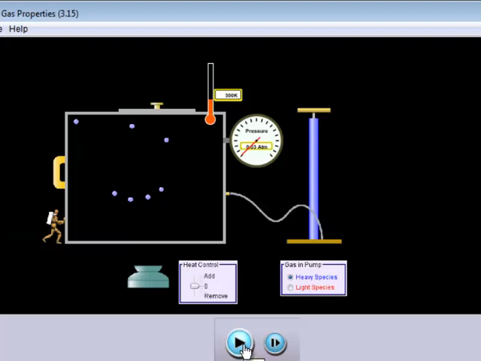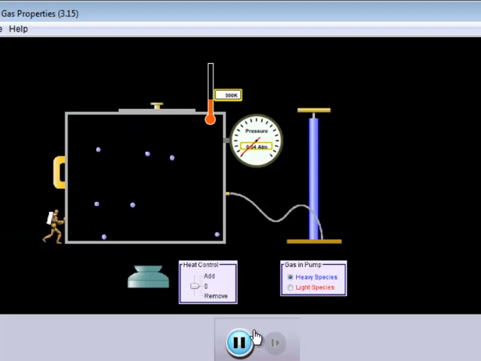Okay, we'll let this play a little bit longer, and you can see that this is going on all the time with all the particles. Every time they collide with the wall, we get a change in momentum of the particle, which means that there must have been a force on the particle, which means that the particle must have exerted a force on the wall, which means that there must be a pressure on each of those walls.